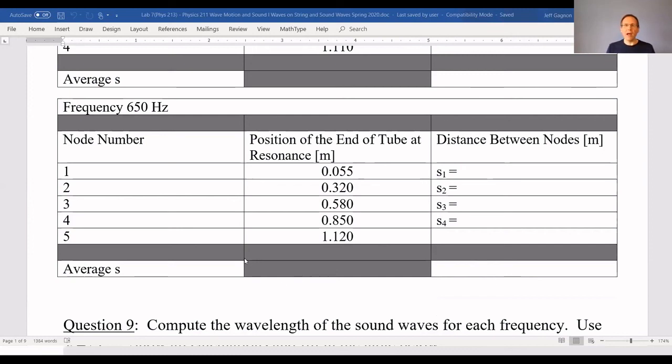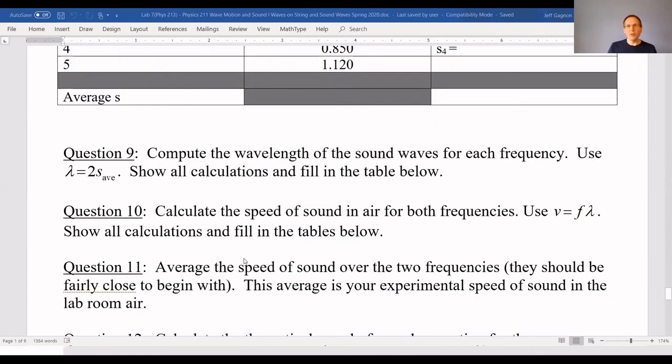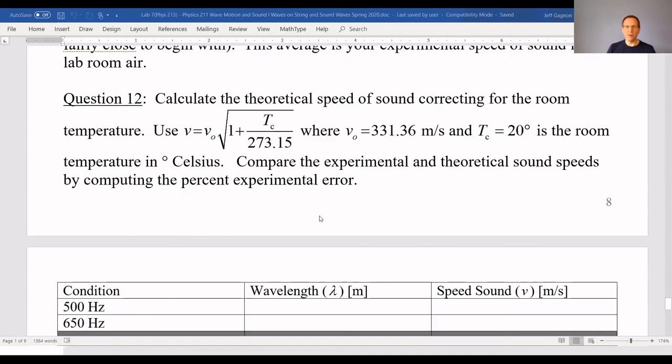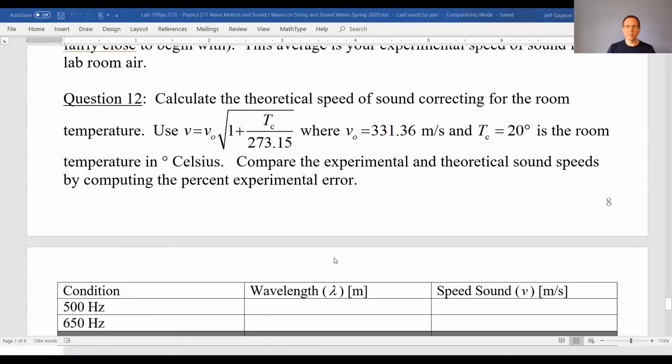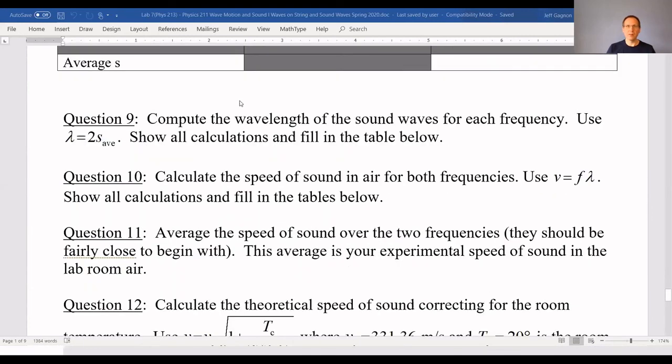Now that you have that average node-to-node distance, you can compute the wavelength of the sound waves for each frequency. Remember, a node-to-node distance S is half of a wavelength. So the wavelength is going to be twice the average node-to-node distance. So you can fill in this table here. You want to find the wavelength for the 500 hertz condition and for the 650 hertz condition. So that was question 9.